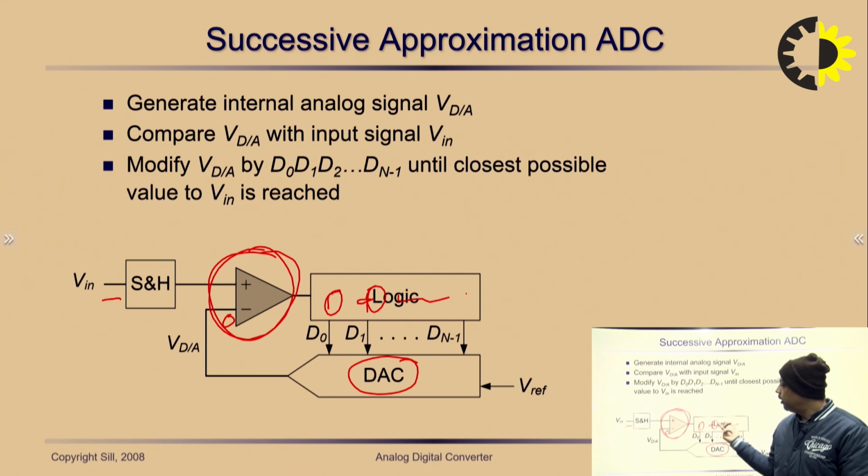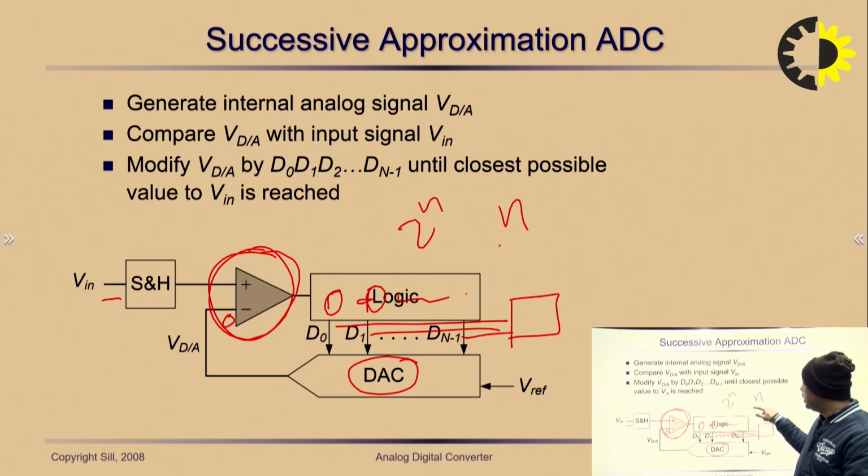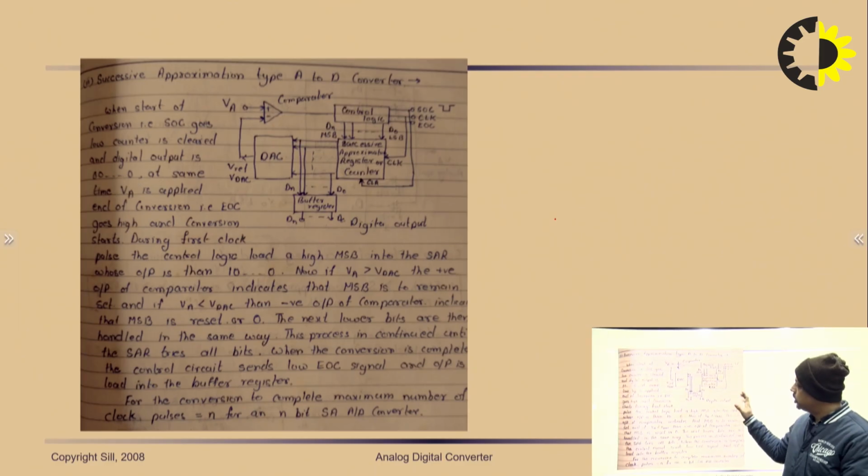So in this way, we can set the digital output, and this digital output can be displayed on a digital screen. Its speed is a little higher because in the previous case we needed 2 to the power n cycles. In this case, we need only n cycles to produce the digital output, but the accuracy is a little less.